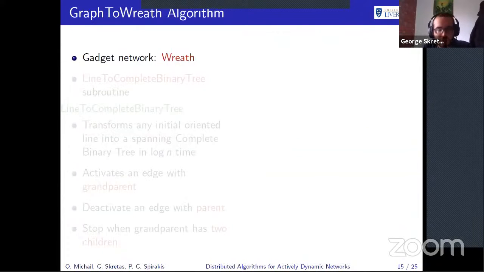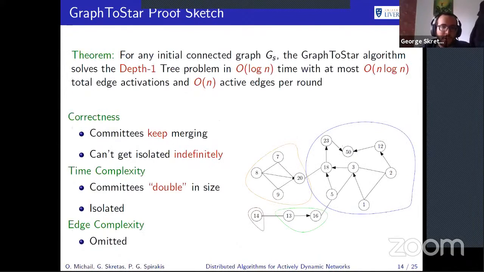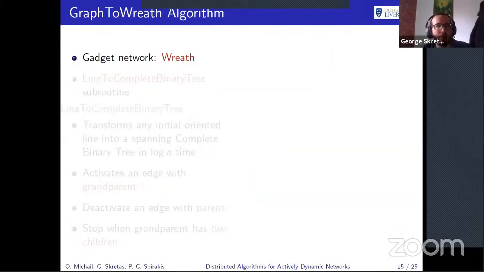So for the second algorithm, we said, okay, this algorithm has the problem that we have a linear degree here because we have a star. Can we sacrifice some of the time in order to improve the maximum degree of our graph? This is what we wanted to do.